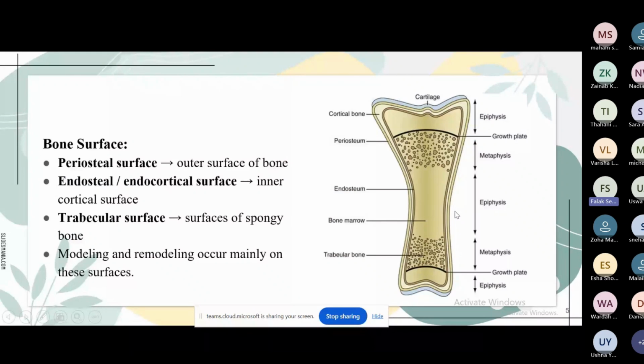Now coming to the bone surface, it's very important that you should know that the external surface of the bone is divided into three main layers. Number one is the periosteal surface. This is the outer surface of the bone. Inside, you will find the endosteal or the endocortical surface, and inside that, you will find the trabecular surface or the surface of the spongy bone. These surfaces are very important because all the processes of modeling and remodeling primarily occur on these surfaces.